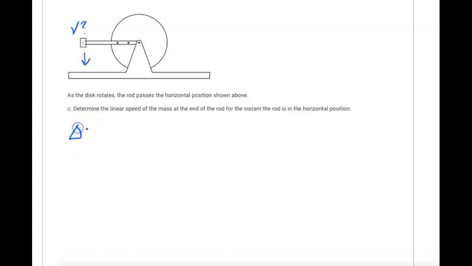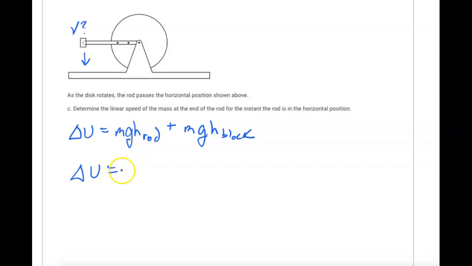So we know that the change in the potential energy is going to be equal to the mass times gravity times the height of that rod plus mass times gravity times the height of the block. You have to remember here, when we measure height, we want to do it from the center of mass of the rod and from the center of mass of the block. So in order to get that done, we're going to say delta U is equal to mg, and then we've got the radius for the rod.